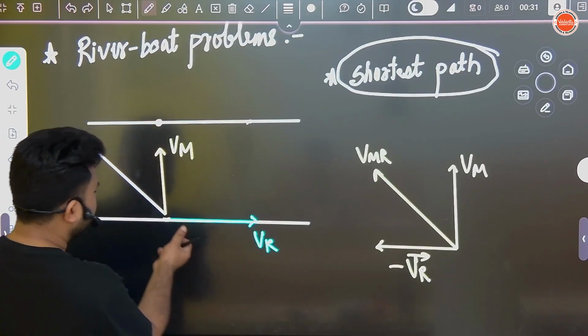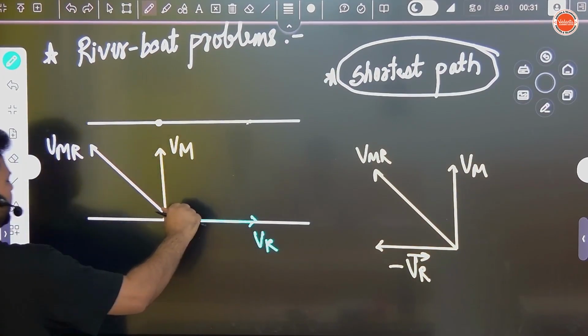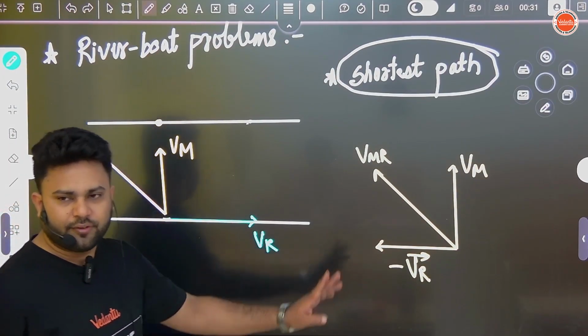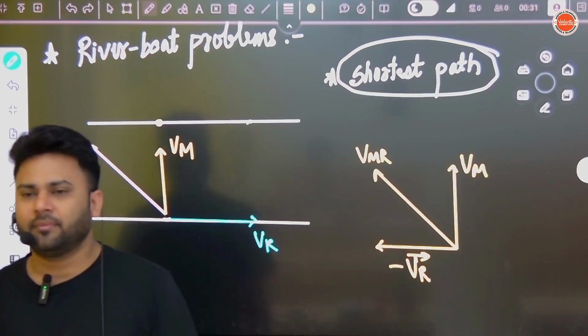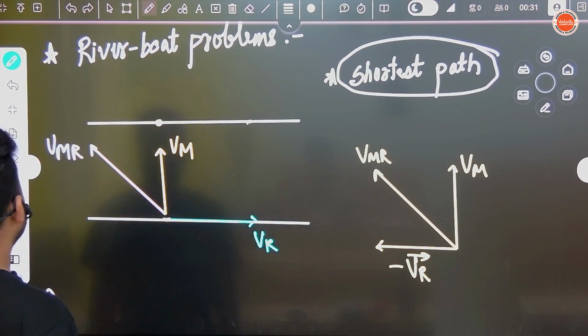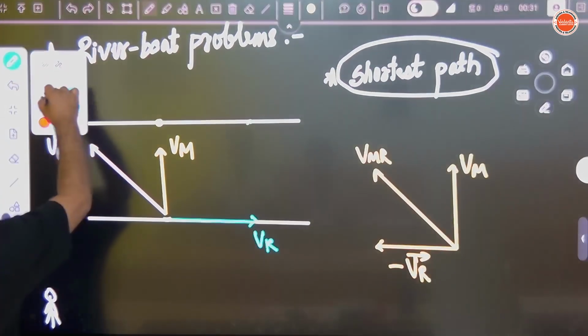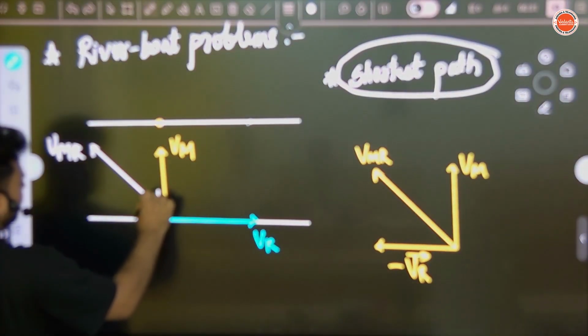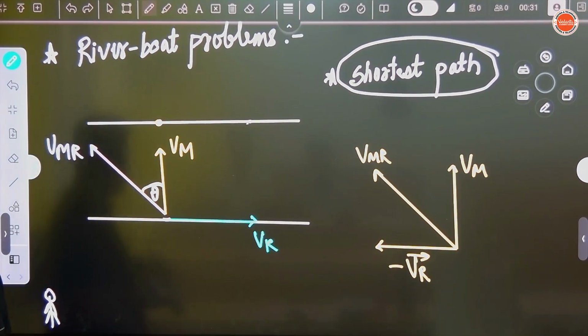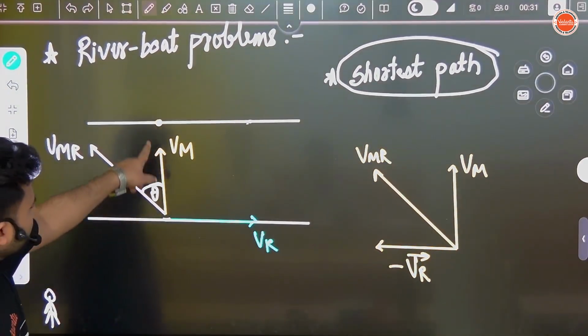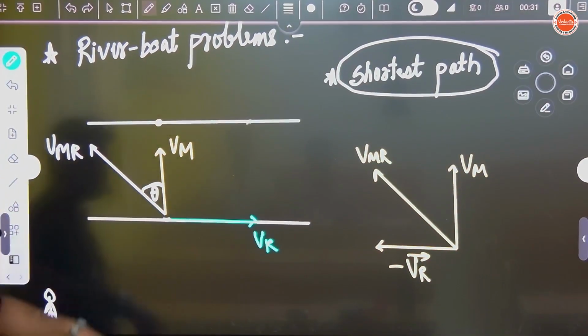Correct? This direction was velocity of river. If I reverse, this direction will be minus of velocity of river. This diagram you just have to remember. All the questions they ask from here only. What questions they ask? How much angle the man has to swim so that he follows the shortest path? This theta they will ask.